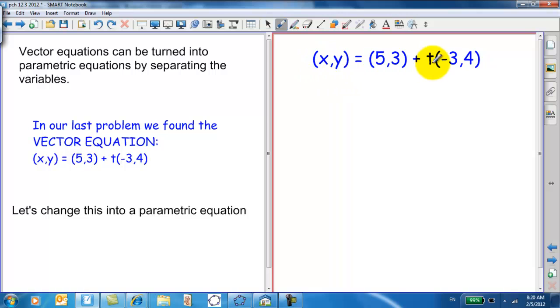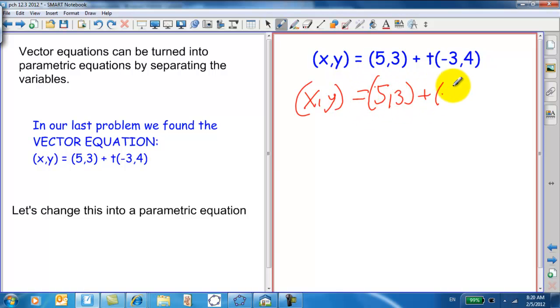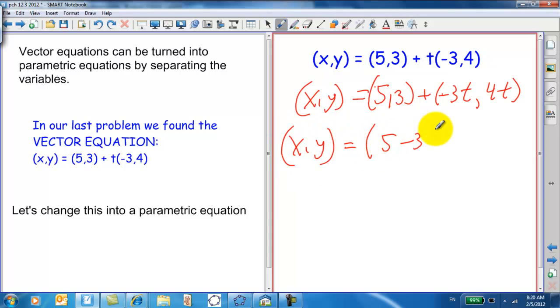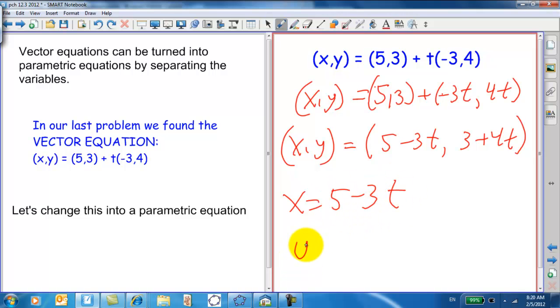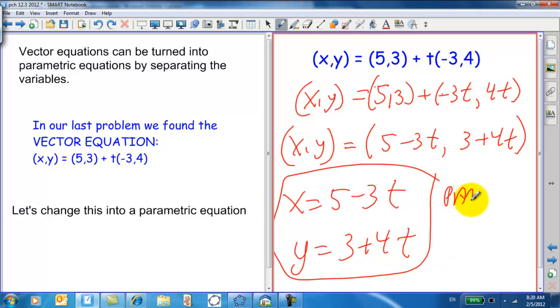Some kids like to multiply things through first, like (x, y) equals (5, 3) plus (-3t, 4t), distributing a scalar multiplier over a vector like that. And now we can do vector addition by just adding up the components, (5 minus 3t, 3 plus 4t). And then separate the variables. x equals 5 minus 3t, and y equals 3 plus 4t. There's our parametric equation. And that's basically when you define it in terms of a third variable, t.